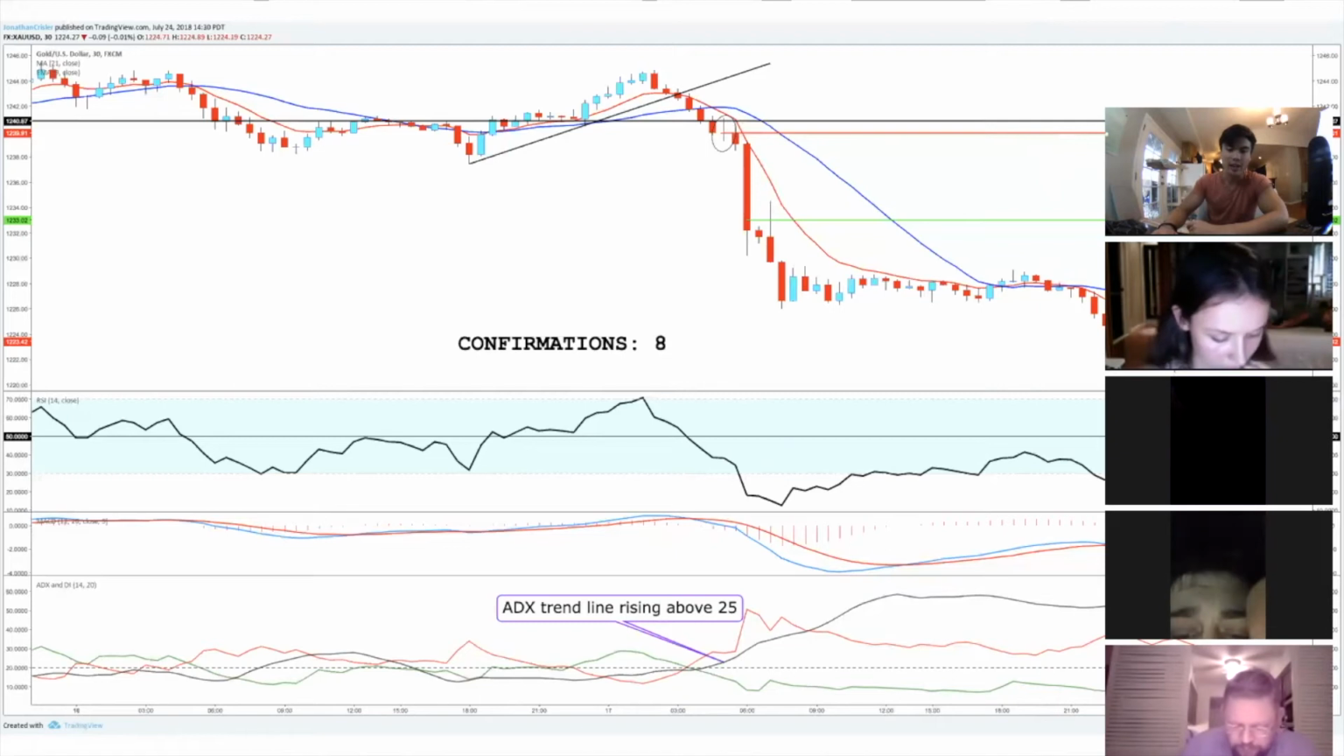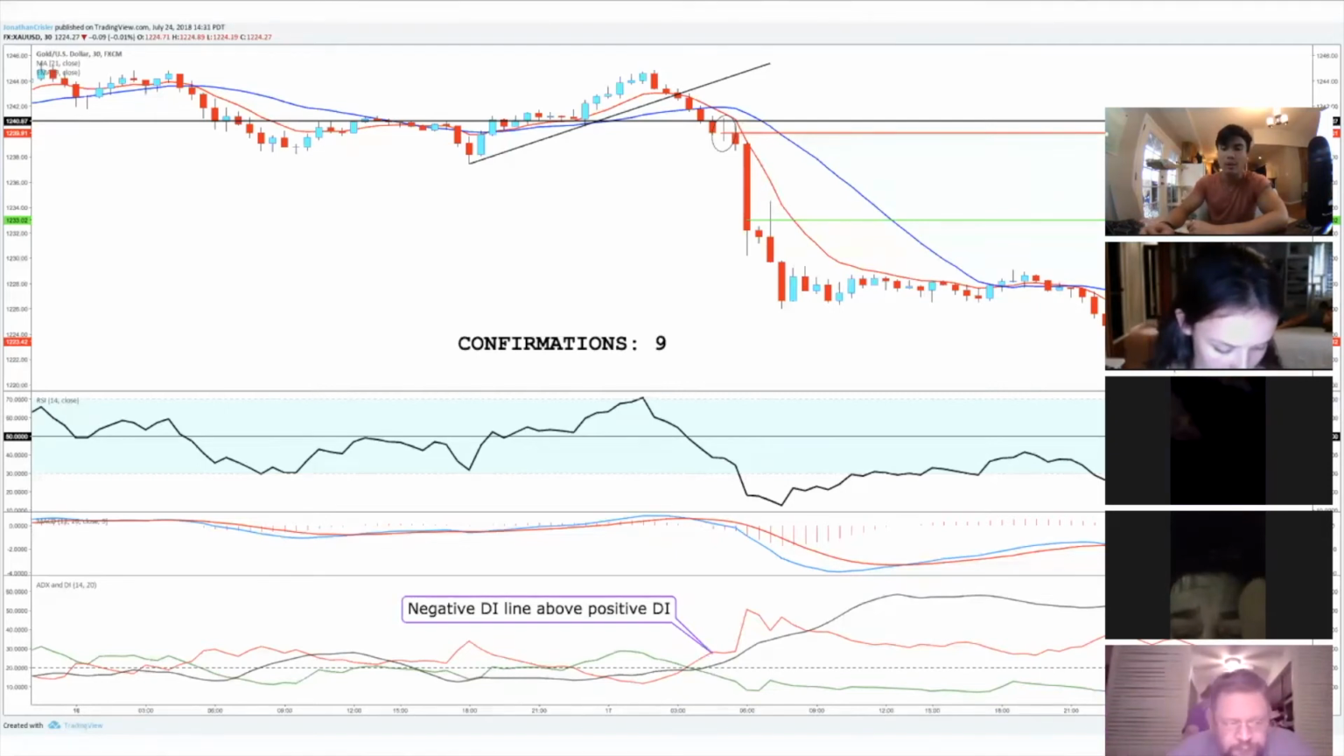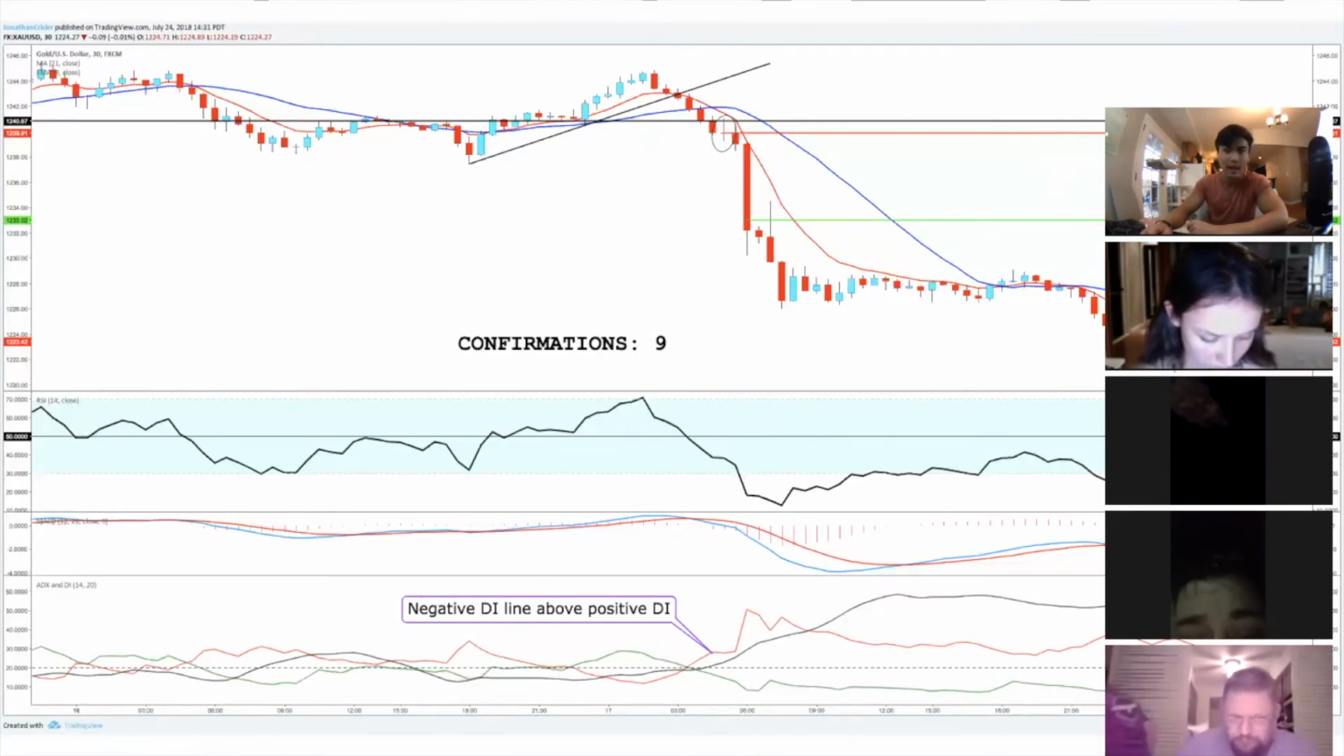The ADX trend line, which is that black line, the ADX is above 25, which indicates a trend is about to begin. And that gives us the hint that it's going to go downward because at the same time, it went above 25. The negative DI line moved above the positive DI line, showing that bearish momentum is dominant over bullish momentum, showing that a new trend is forming and bearish momentum is in the lead.